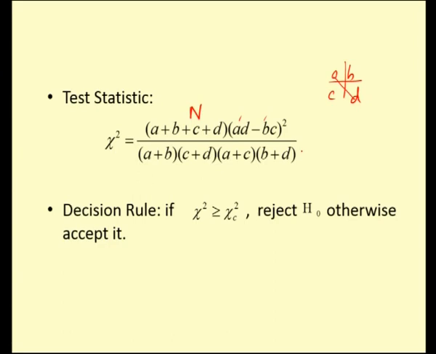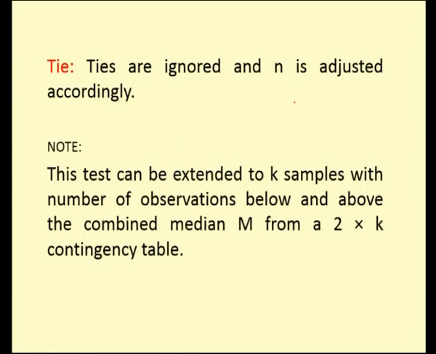So, come to the decision rule. If the calculated value is greater than or equal to the critical value, that is the table value, reject H0; otherwise you accept the hypothesis. Ties are ignored and N is adjusted accordingly. Here is an important note: we have taken only 2 samples. You can extend it to k samples with the number of observations below and above the combined median, using a 2 by k contingency table, that is 2 rows with k columns.